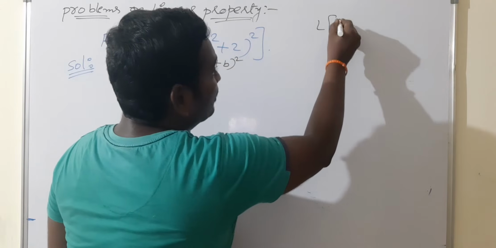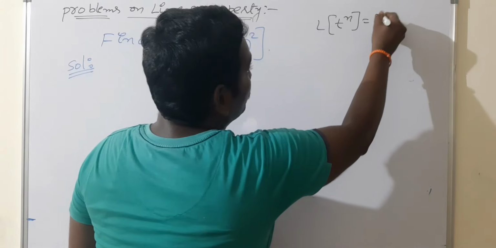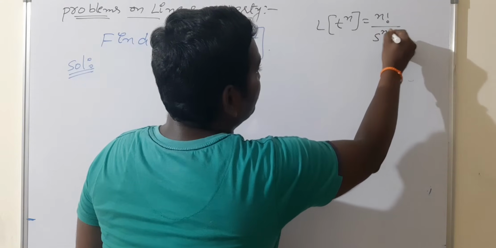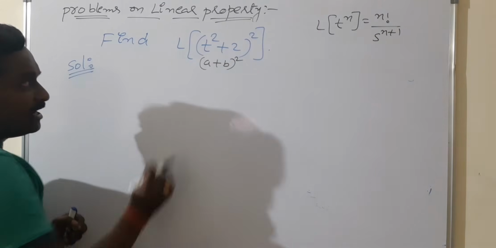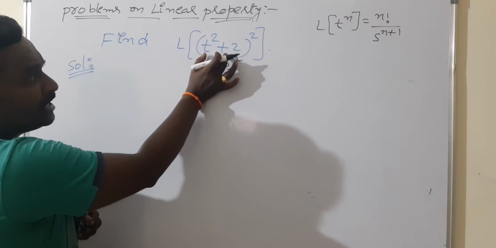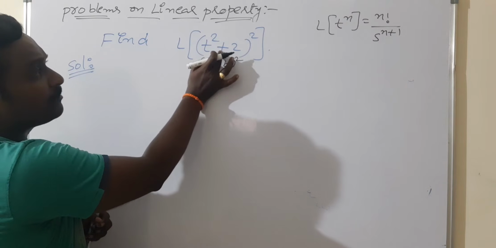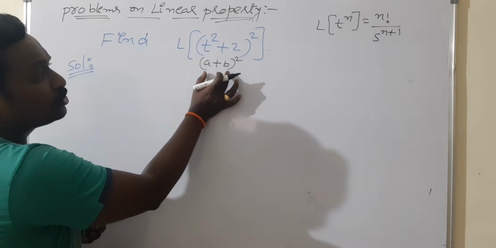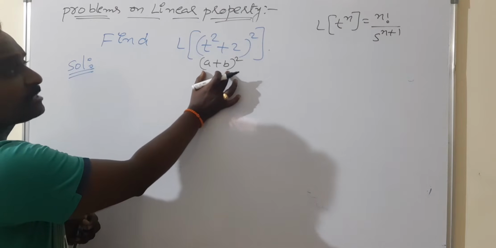We only have the formula for L of t power n, which is n factorial by s power n plus 1. But here we do not have only t power n. Here we have (t square plus 2) whole square. That's why first you should expand by (a plus b) whole square.